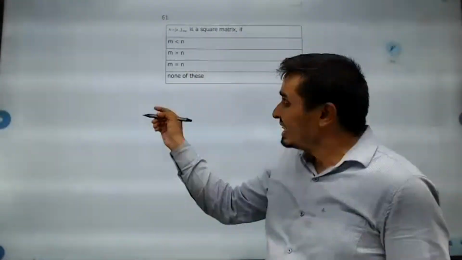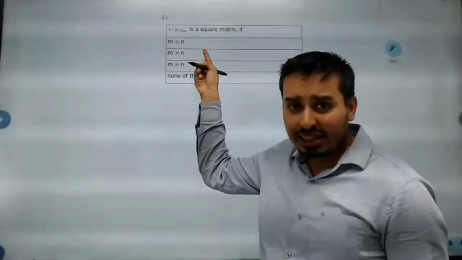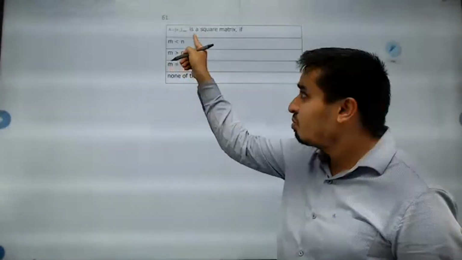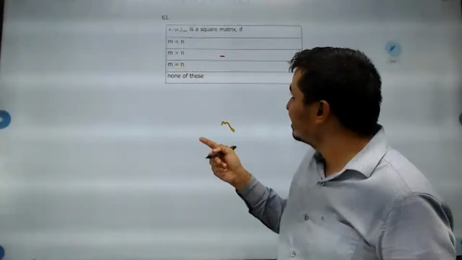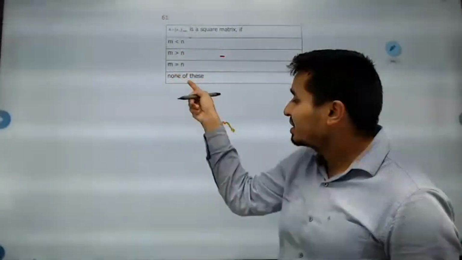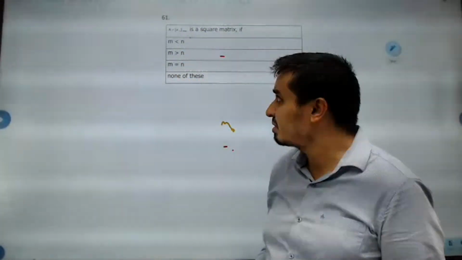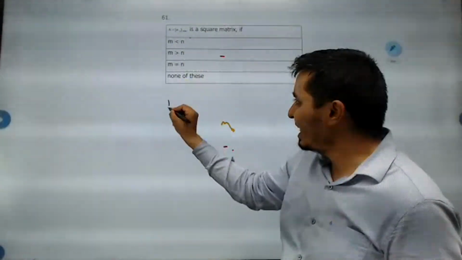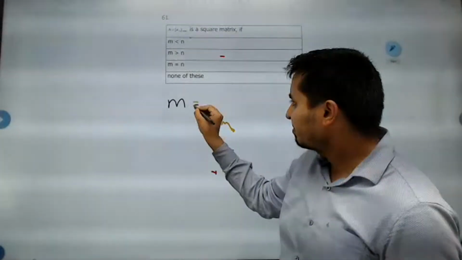So this is the discussion of the weekly test 8 that you all had, and this is the first question of the test, question 61 serial number wise. So if A is equal to box Aij m by n is a square matrix, then which of these options is true? So square matrix is a matrix whose row number is equal to the column number, right? The number of rows is equal to the number of columns. So the number of rows is m. So that should be equal to n, right?